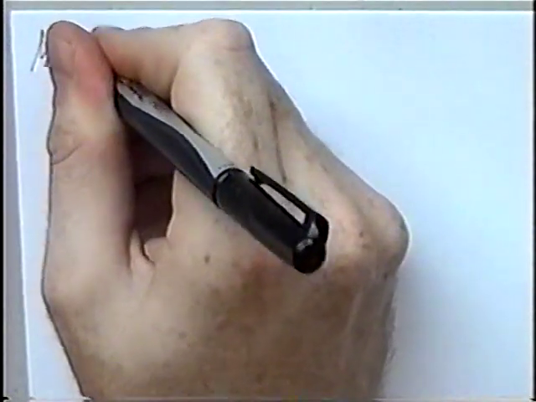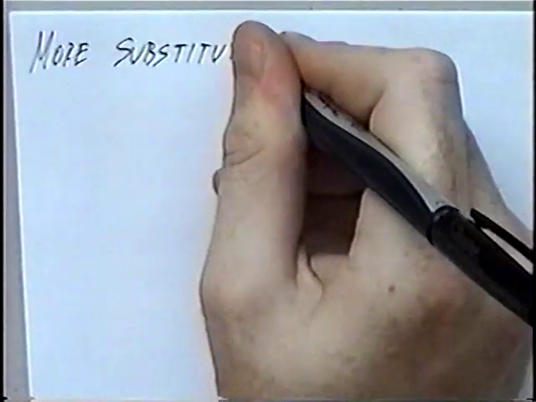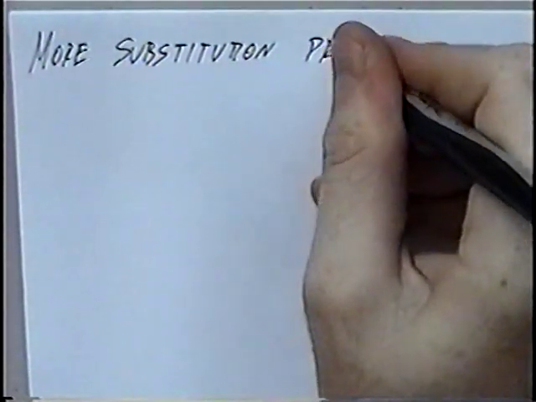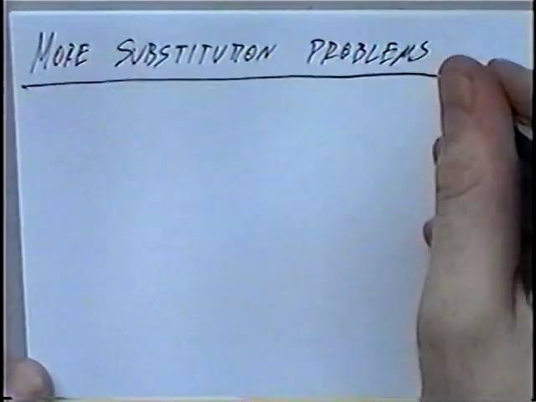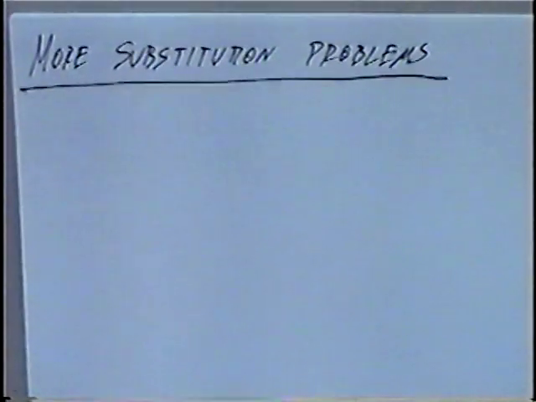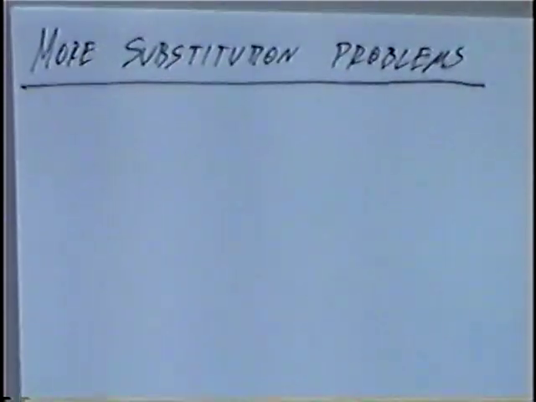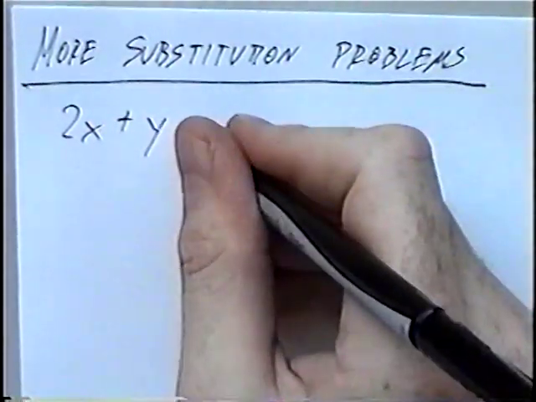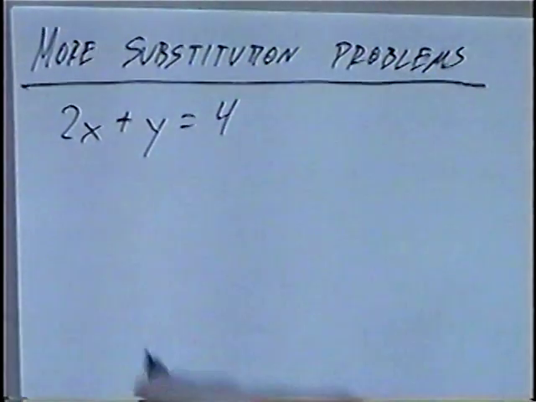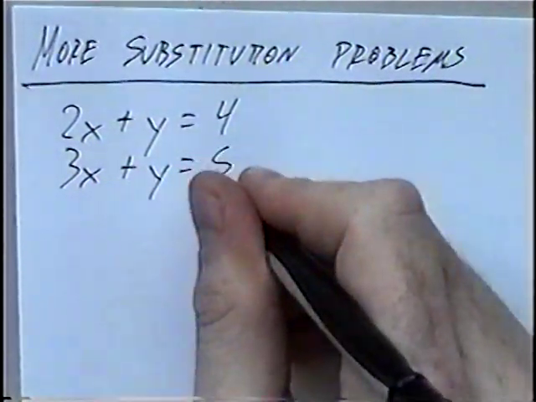Title of the last section today is More Substitution Problems. In this section, we'll continue to solve using substitution. First equation is 2x plus y equals 4. Second equation is 3x plus y equals 8.